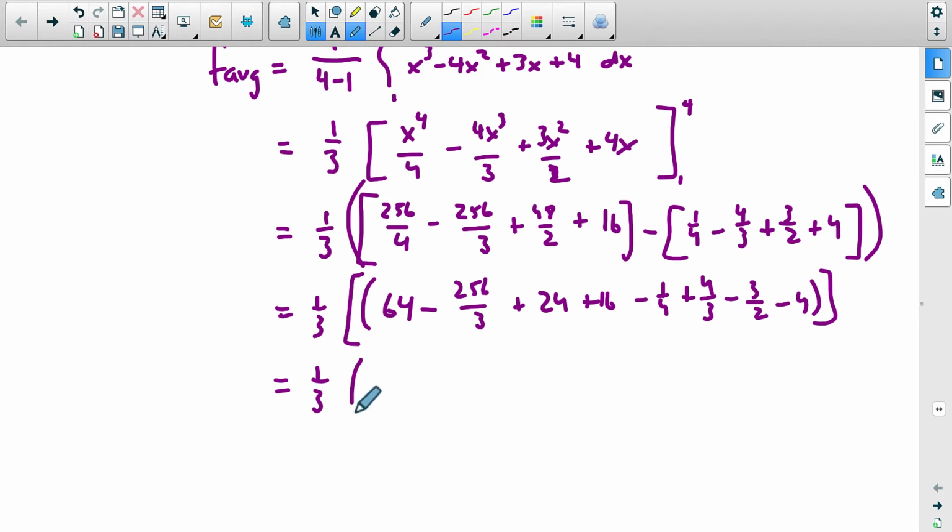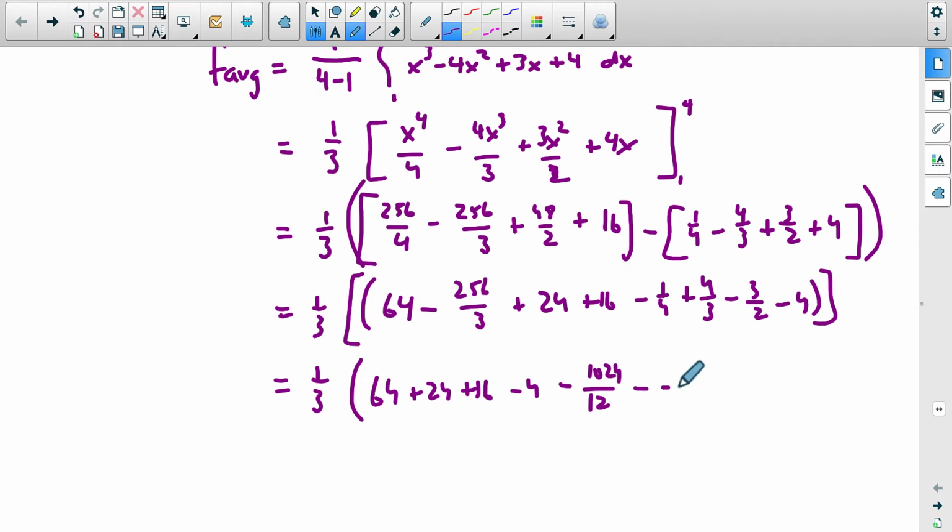1/3. Why don't we bring all the whole numbers together? So we've got 64 plus 24 plus 16 and minus 4. And with all the other numbers, we need a common denominator. I guess it'd be 12. So minus 12 on the bottom here, we multiplied by 4, so we're also going to multiply by 4 here, and you get 1024. Oh, such big numbers.